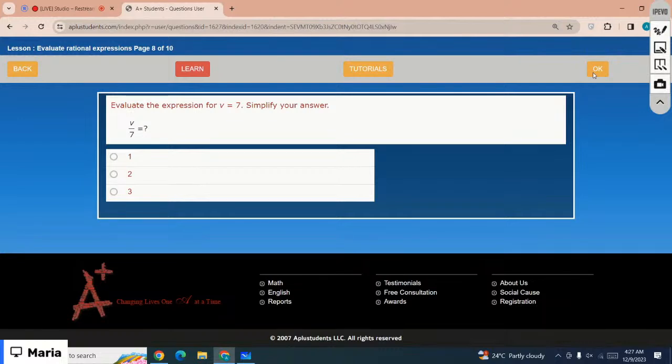Evaluate the expression for v equals 7. Which is the correct option? Yes, the correct option is 1.